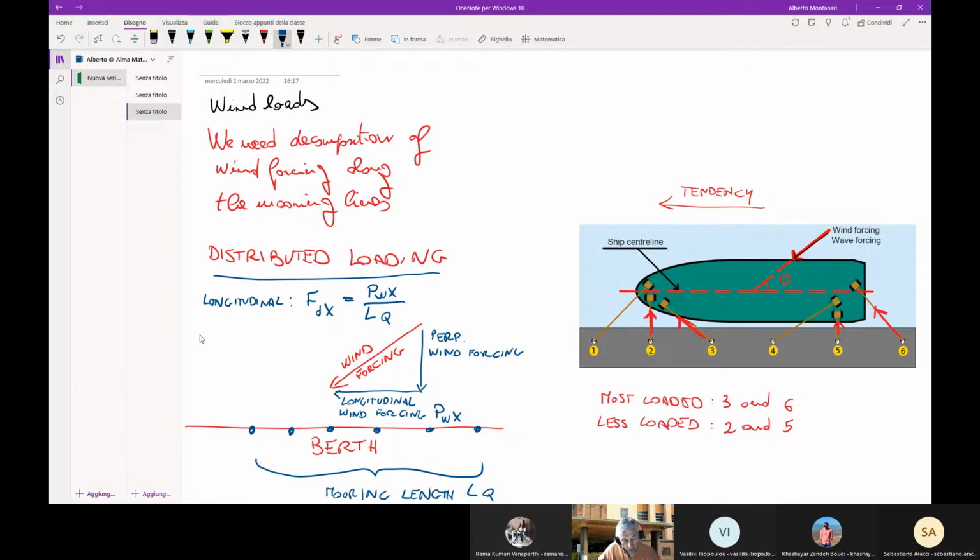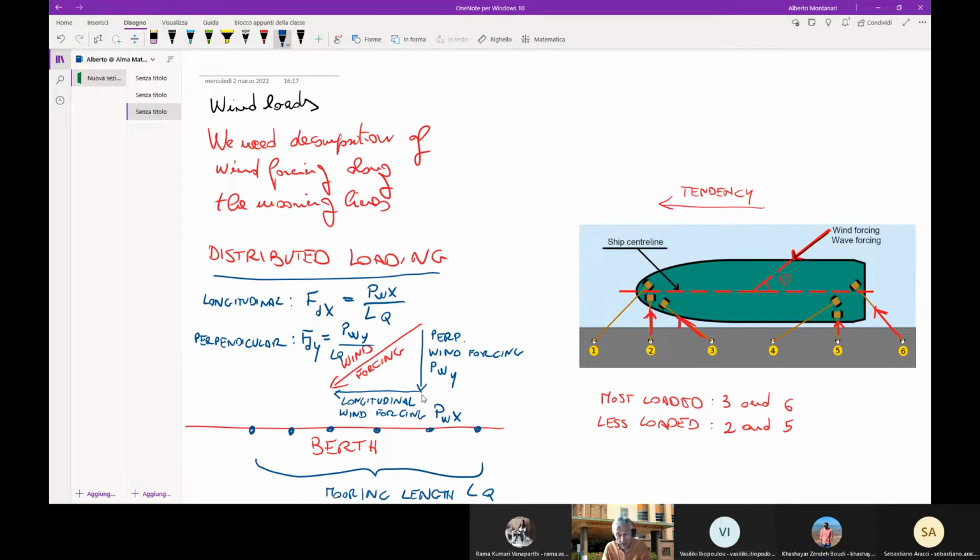And then we could call the perpendicular FDY equal to PWY divided by LQ. This is PWY. And this is a pressure. It's a pressure. It's not a traction in this case. Because the wind forcing, if we consider it as a whole, gives a pressure against the berth in terms of perpendicular wind forcing.